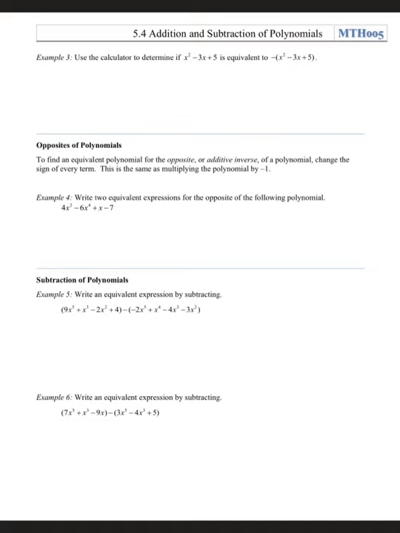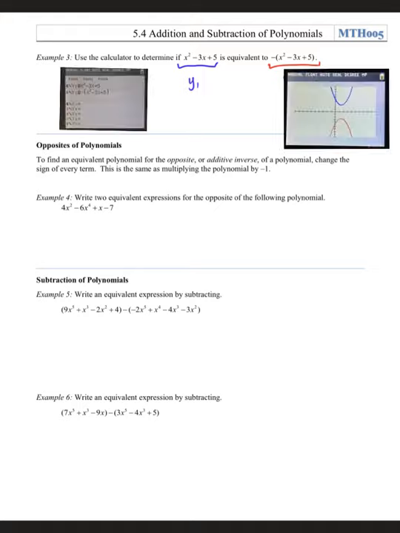Example 3, use the calculator to determine if this polynomial right here is equivalent to this one. So what I'd like you to do is use your calculator and type this first one into y1, and then type this second one into y2 of your calculator. Go ahead and do that, and then press graph to see if you think they're equivalent or not.